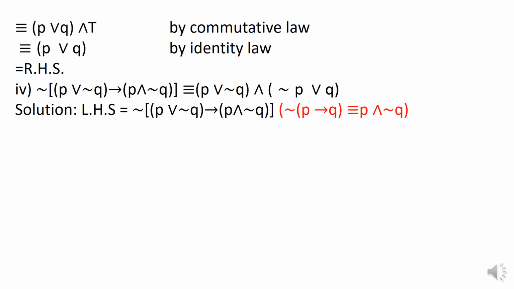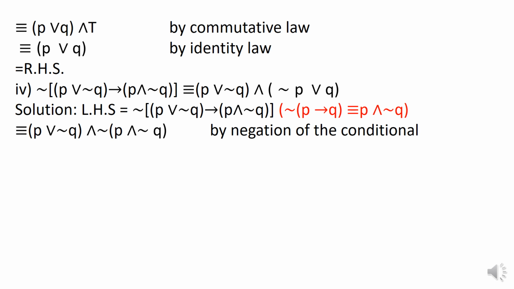Thus, the negation of if the first bracket then the second bracket would be the first bracket and not the second bracket, like so. So we get P or not Q, the first bracket, and not P and not Q, that is the second bracket. The justification over here is negation of the conditional. Then in the next step, the first bracket remains as it is. We can remove the negation of the second bracket.